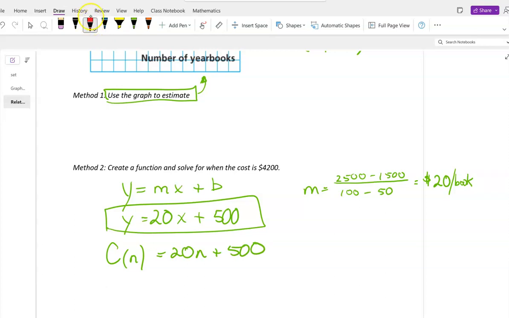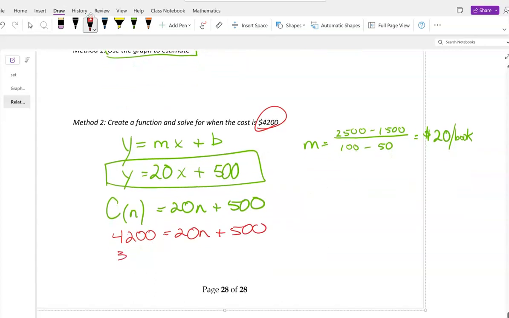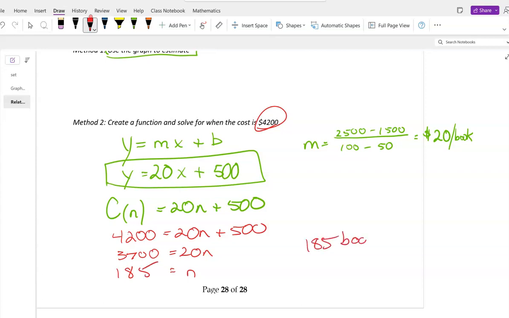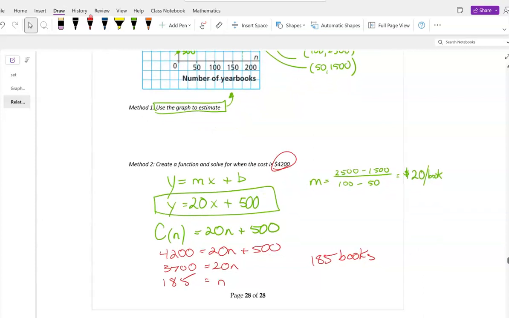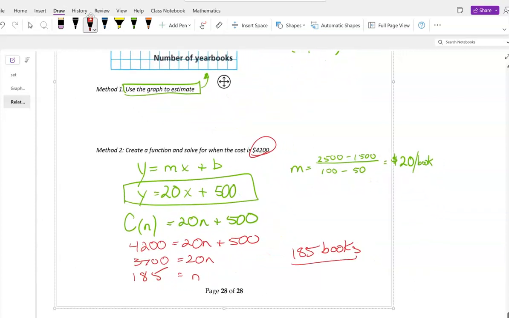The question is saying, if I have $4,200, how many books could I buy? So doing your algebra, if I take away the 500, now I'm going to divide by 20, and I get 185 books. Which one do you think is more accurate, 180 books or 185 books? Hopefully it makes sense that this is more accurate because you've actually used the formula we figured out.